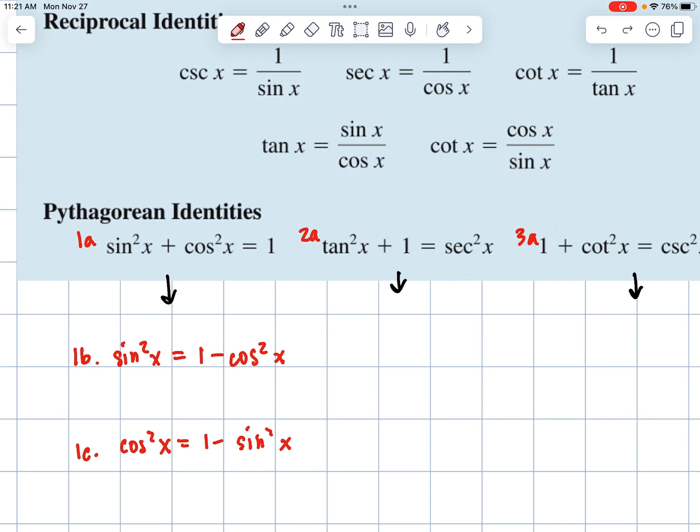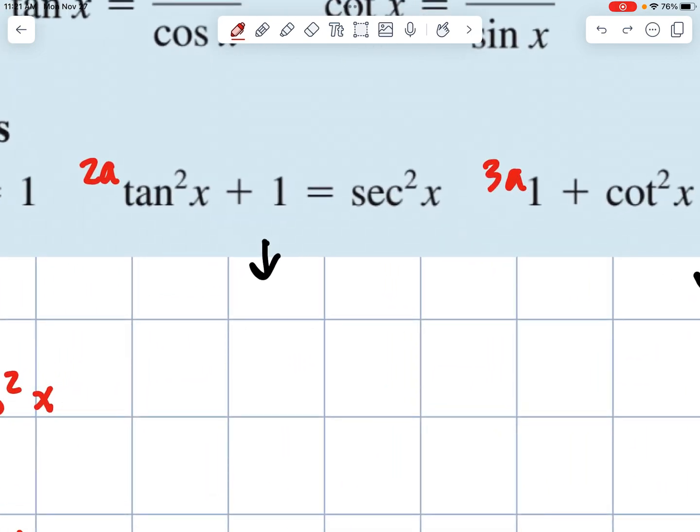Now, the same thing happens here in our 2a. What if I wanted tangent by itself? Well, all we have to do is get rid of this plus 1. Opposite of plus 1 is a minus 1. So we should get tangent squared by itself. And we should get it equal to, since it's subtracting 1, it should be on the tail end, secant squared x minus 1.